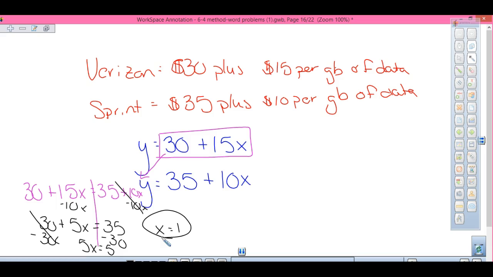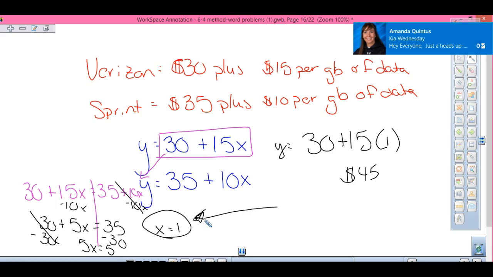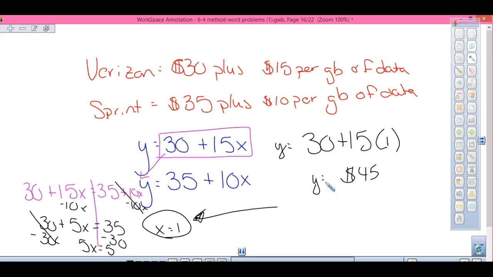Okay, so if we plug it in and we put 1, we've got 30 plus 15 times 1, which is $45. So at 1 gig of data, we're paying $45 for our plan, is what that's saying. Yep, we just did that right here. So we're saying that this is how much data, and this is how much we're paying. Okay, so we're paying $45 if we're using 1 gig of data. Okay, so is it horrible? No, but you've got to identify what your X and your Y is.